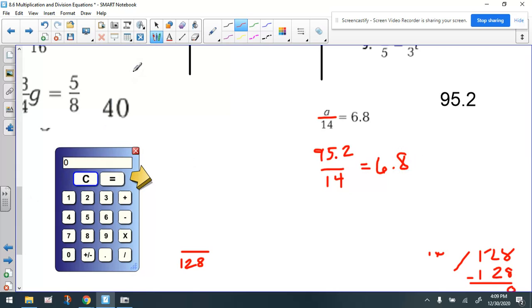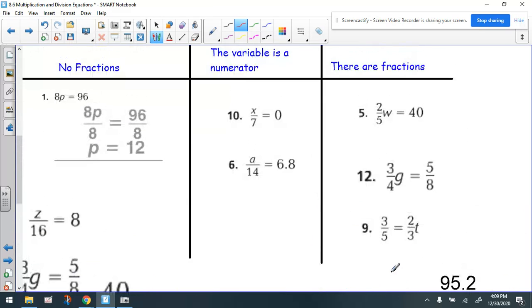So just in the interest of saving time, I'm going to use the calculator. I'm going to put in the 95 and 2/10, and we're going to divide that by 14 to make sure that we get the 6 and 8/10, and we did. So 6 and 8/10 equals 6 and 8/10, so that's a check. That checks. All right, so ones like this where the variable is a numerator, that just quite simply means you're dividing by whatever the denominator is, and the opposite is to multiply by that number.